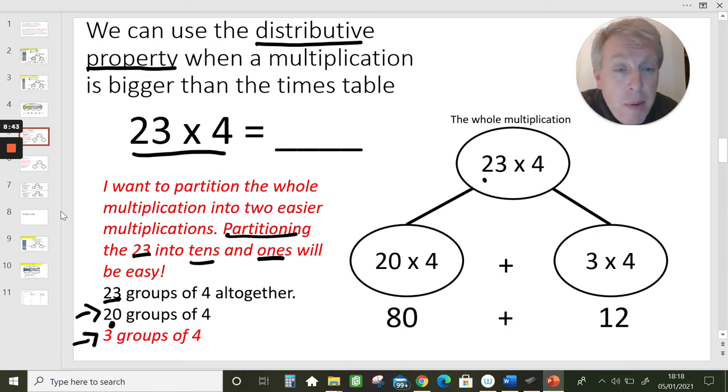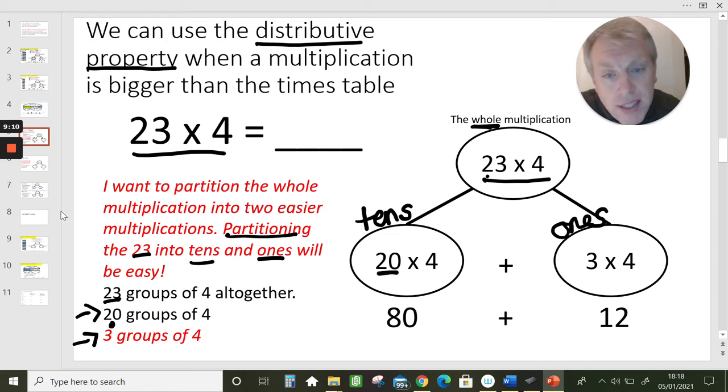If I write it in my part-whole model, 23 times 4, that's the whole multiplication. Now, it's not part of it is blue and part of it is not blue. What I'm really splitting it into is the 23, I'm splitting it into the 10s and the 1s. Well, this too means 20, doesn't it? 23. 20 lots of 4, that's quite easy. Remember, 2 times 4 is 8. So 20 times 4 is 80.